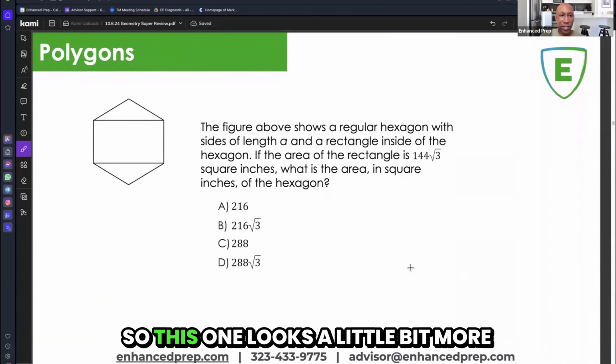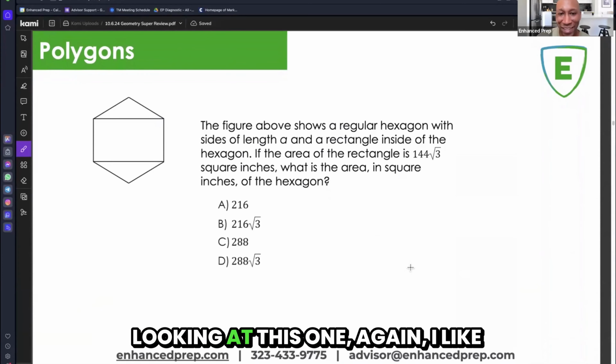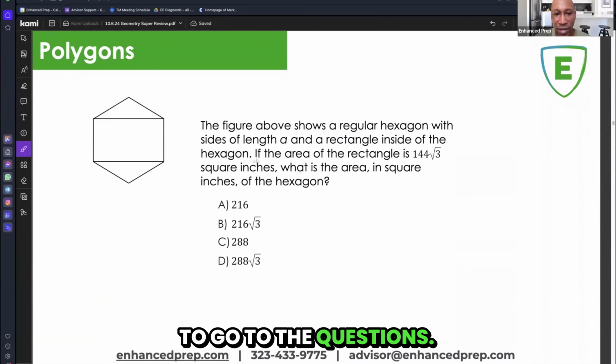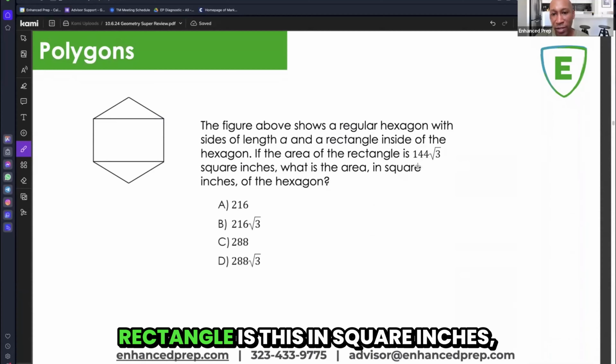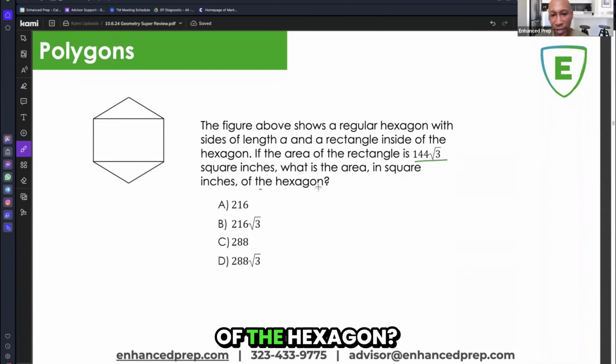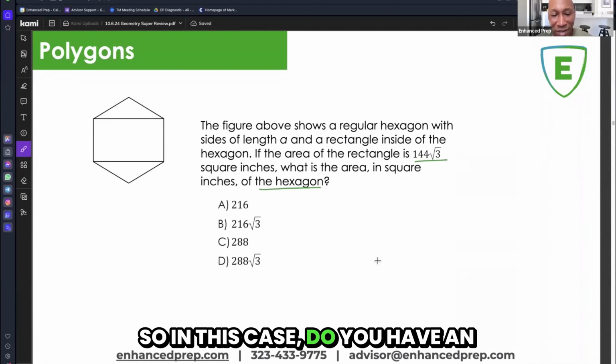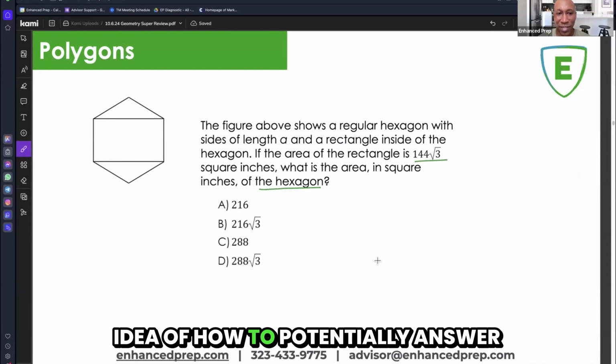All right. So this one looks a little bit more tricky. Looking at this one, again, I like to go to the question. If the area of the rectangle is this in square inches, what is the area in square inches of the hexagon? So in this case, do you have an idea of how to potentially answer this one?